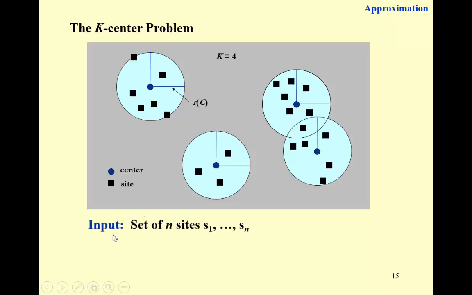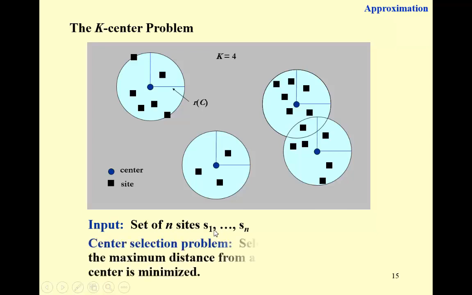Right? So the input is a set of n sites, and the center selection problem is to select k centers, given any integer k. We're supposed to select k centers, and this is the center set C, so that the maximum distance from a site to the nearest center is minimized.